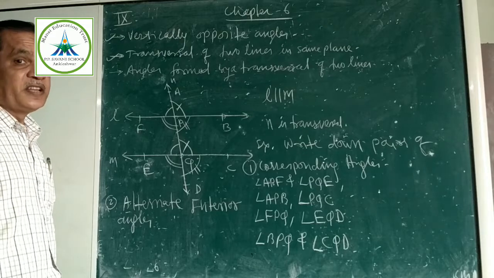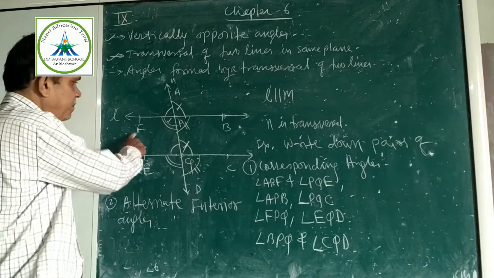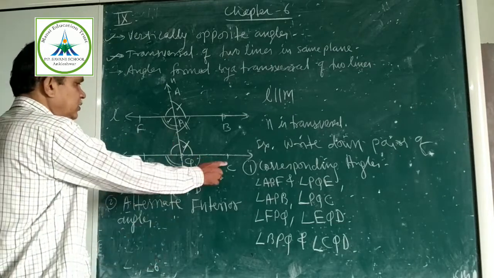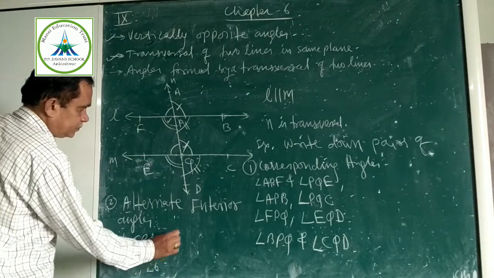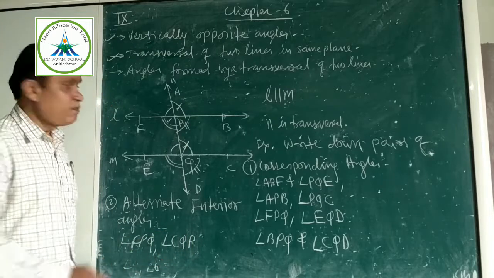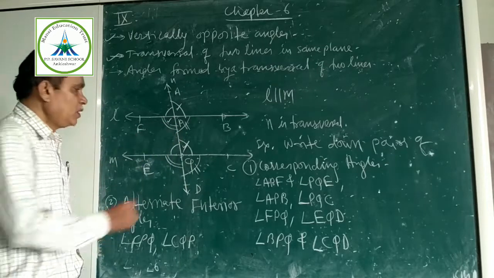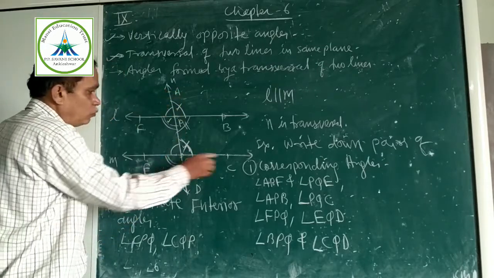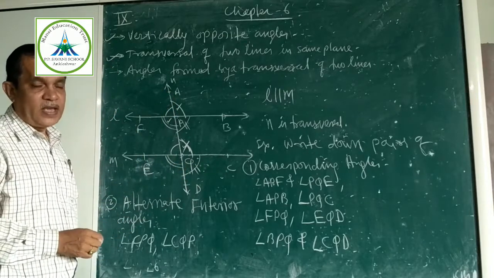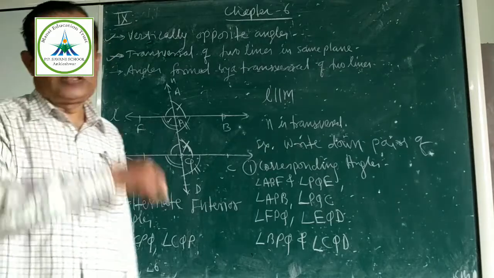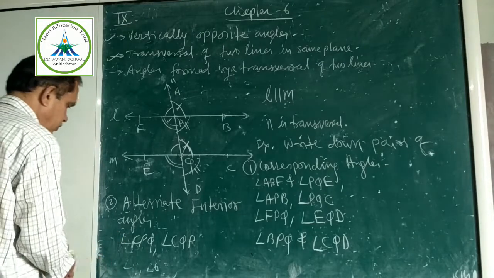Alternate interior angles. Interior means between the lines. See, this angle and this angle. Angle FPQ, angle CQP. Some students name it PQC, no problem. Some students name it CQP, no problem. The same angle you can name AQC or CQA. Okay, for naming an angle we need 3 letters. One is the vertex and the other 2 points are on its arms.